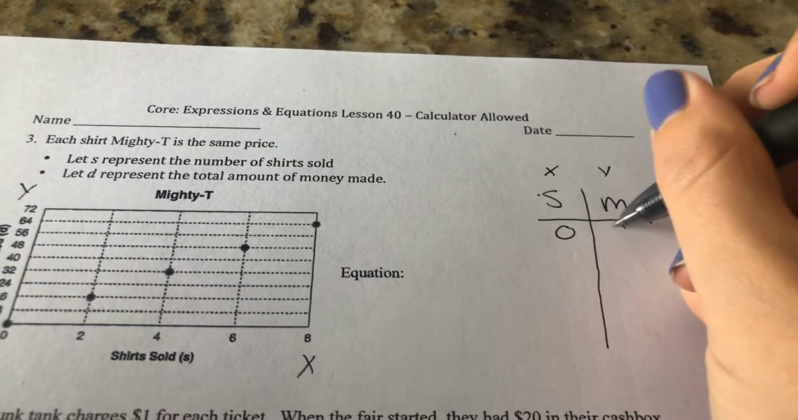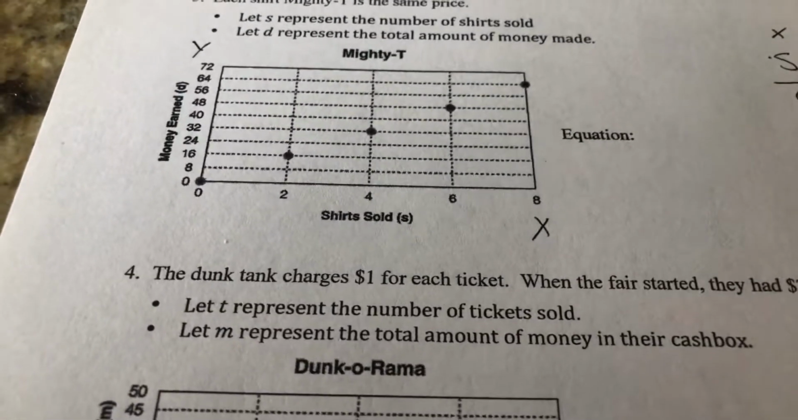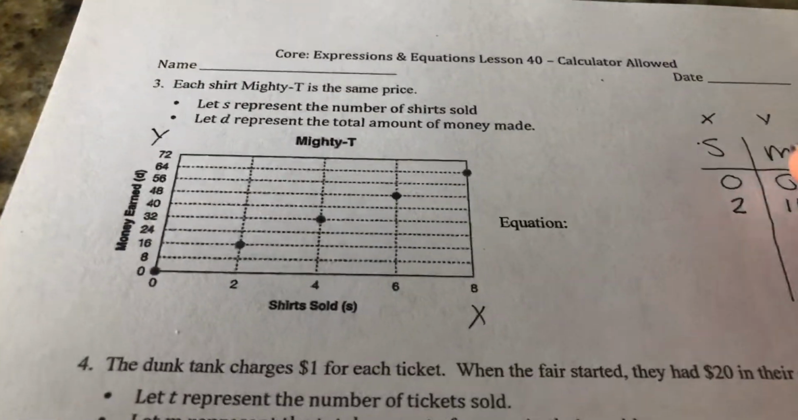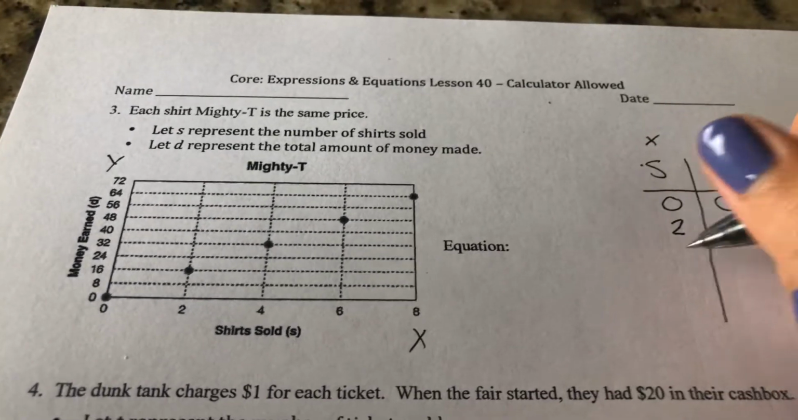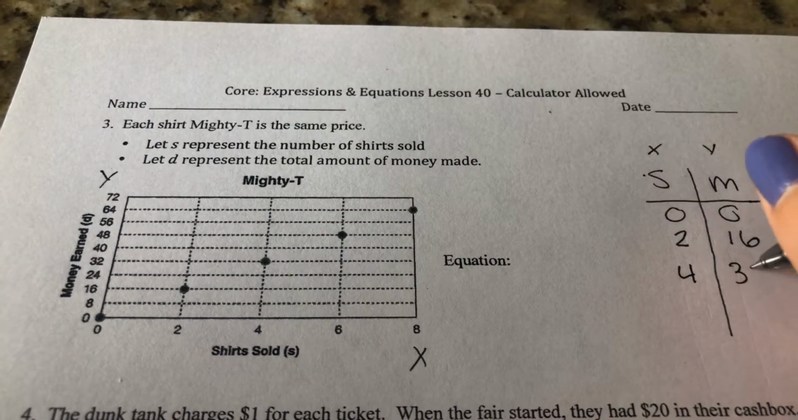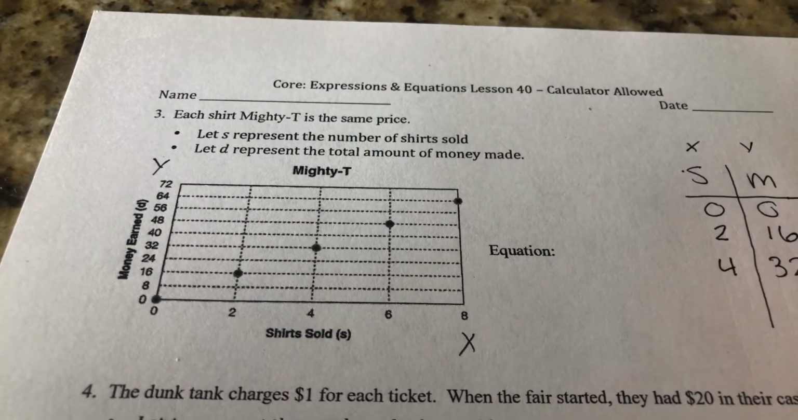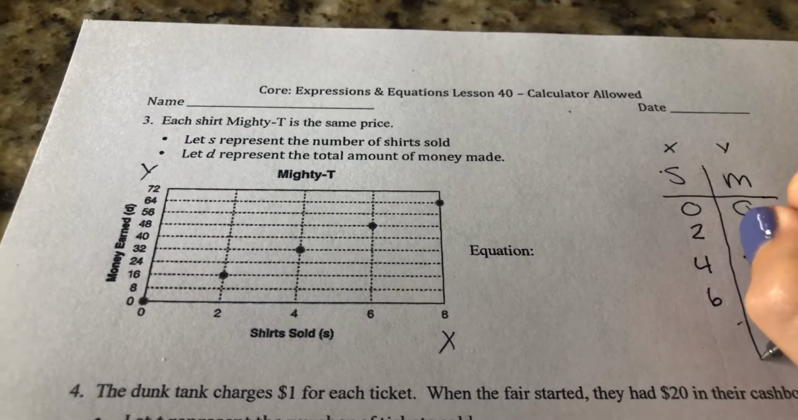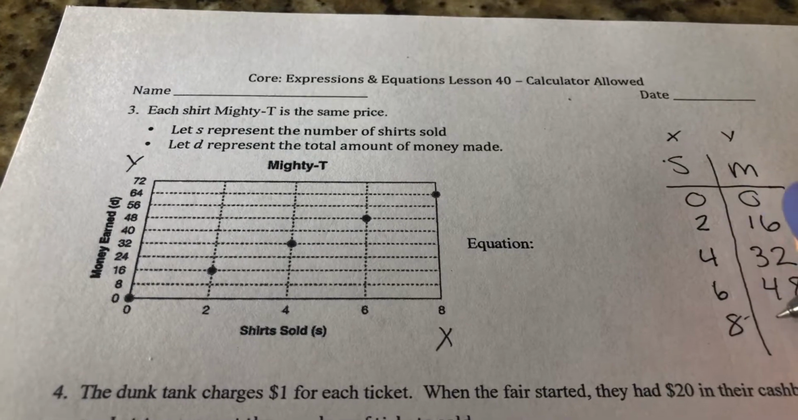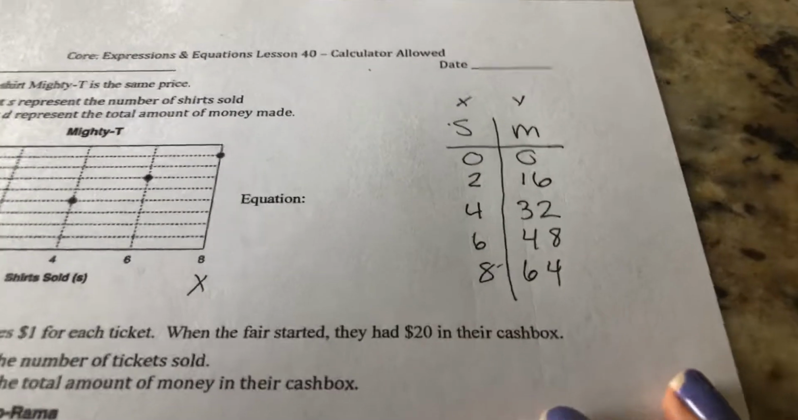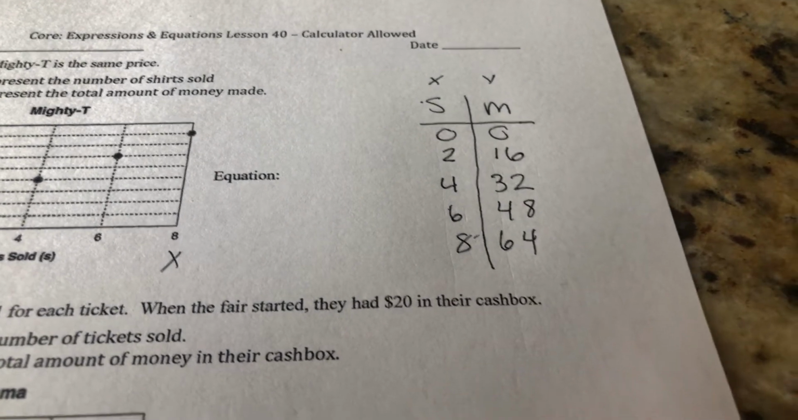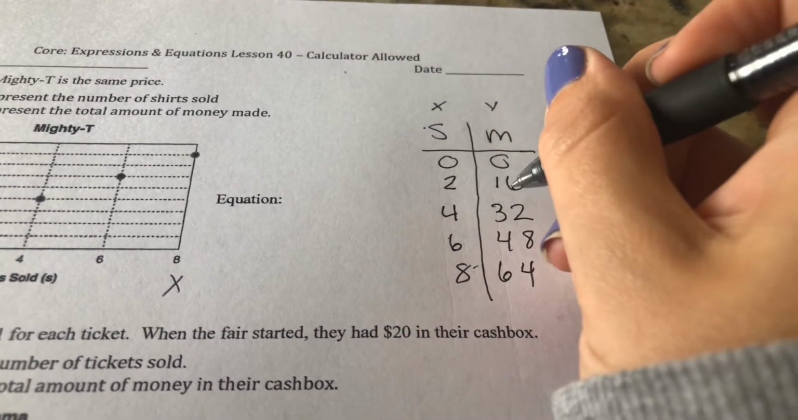So 0 and 0. And then we've got 2 shirts, they make $16. For 4 shirts, they make $32. For 6 shirts, they make $48. And for 8, they make $64. So with this one, we don't have the unit rate easily right out in front of us. But we can notice the pattern. We can see the relationship between x and y.